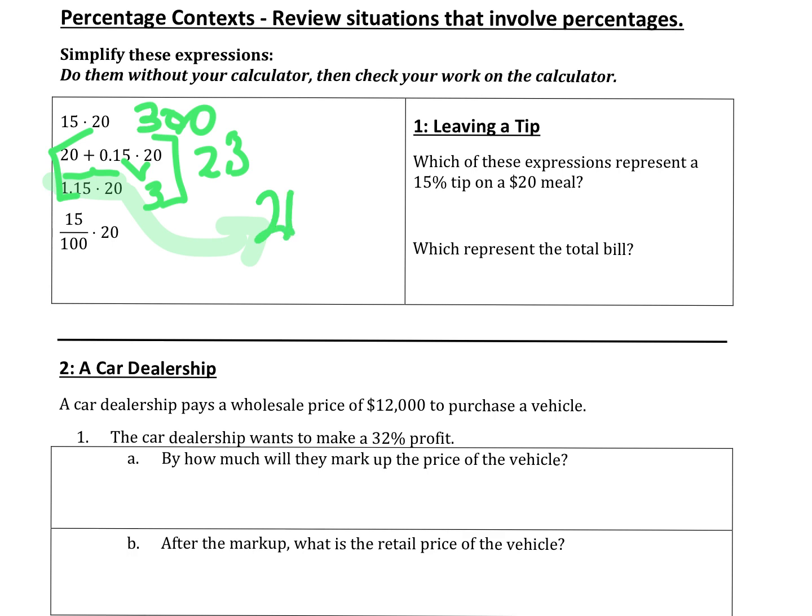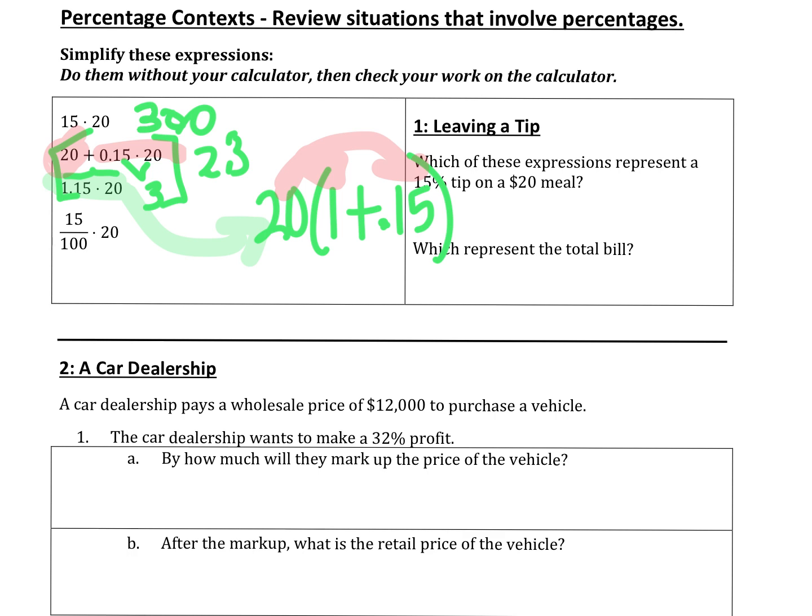If you think about the distributive property, it's 1 times 20 and 0.15 times 20. So you have 20 out from both, and you could say 1 times that plus 0.15 times that. Well, that's the same thing as what we have up here, because when you look here, we have 1 times 20 plus 0.15 times 20. So those are both equal to 23.